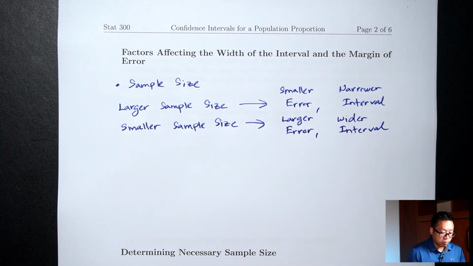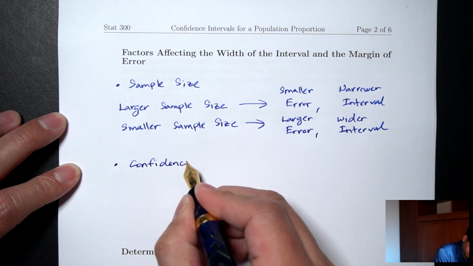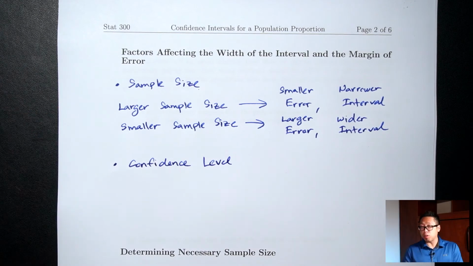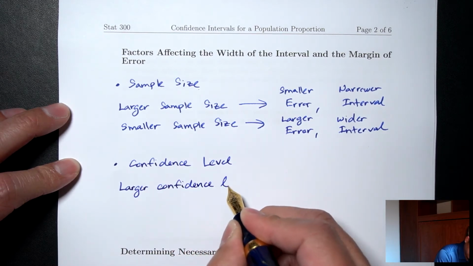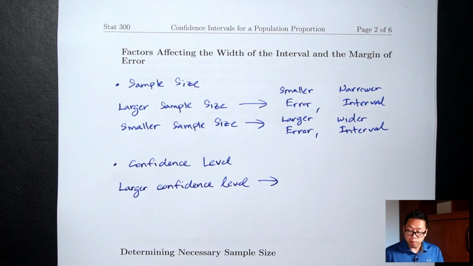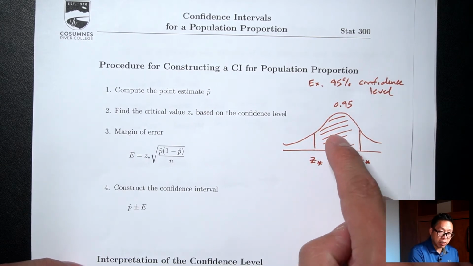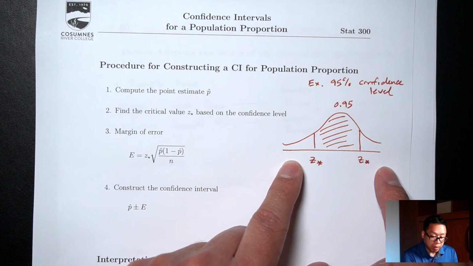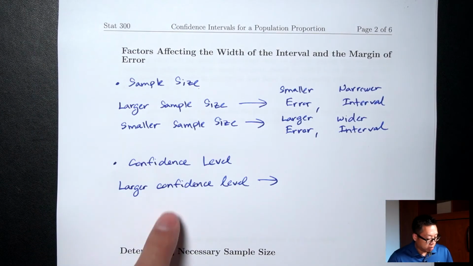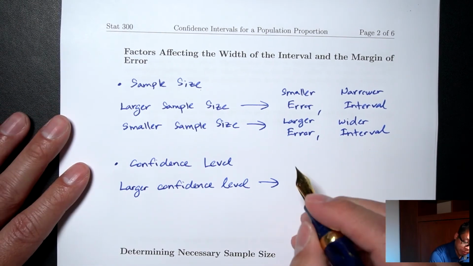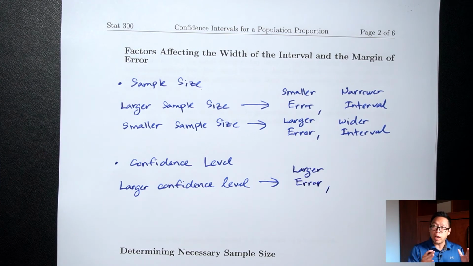The second thing that affects the width and the margin of error is going to be the confidence level. So if you use a larger confidence level, what happens? Going back to the front page here, confidence level, remember, refers to the area in the middle. So if you're using a larger confidence level, the area in the middle is larger, which means your z-stars will be bigger. So z-star is being multiplied. If you're multiplying by a bigger number, overall, you'll get a bigger number for the margin of error. So a larger confidence level will result in a larger margin of error. And a larger margin of error means you have a wider interval.